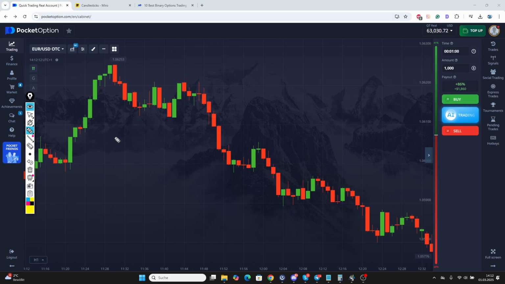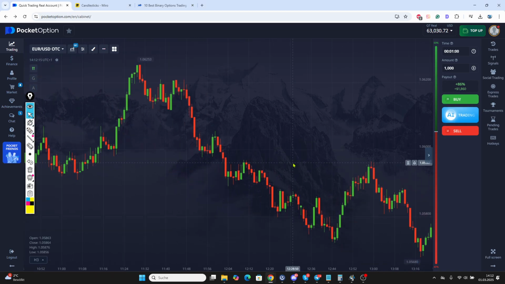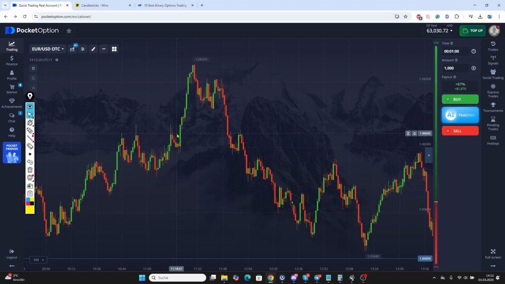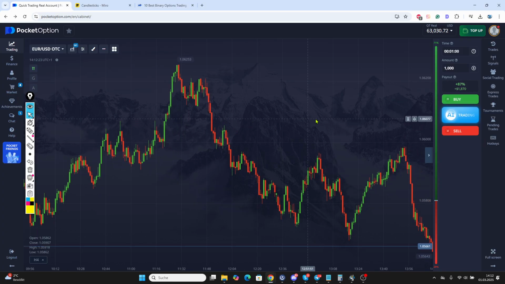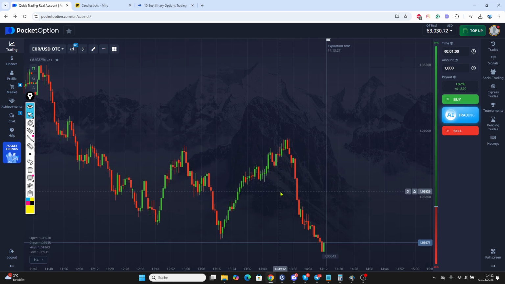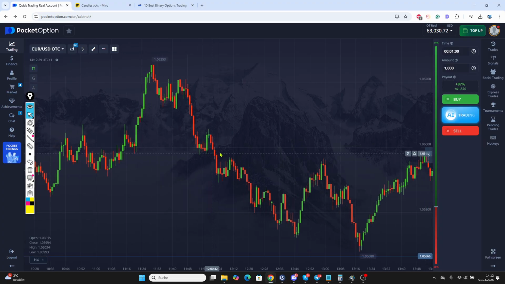So this is how I like to trade it, and this is a profitable trading strategy. You don't win every trade, not 90%, but you make a hit rate around 60-70%. That's enough to make money with binary trading. And this is a color change.